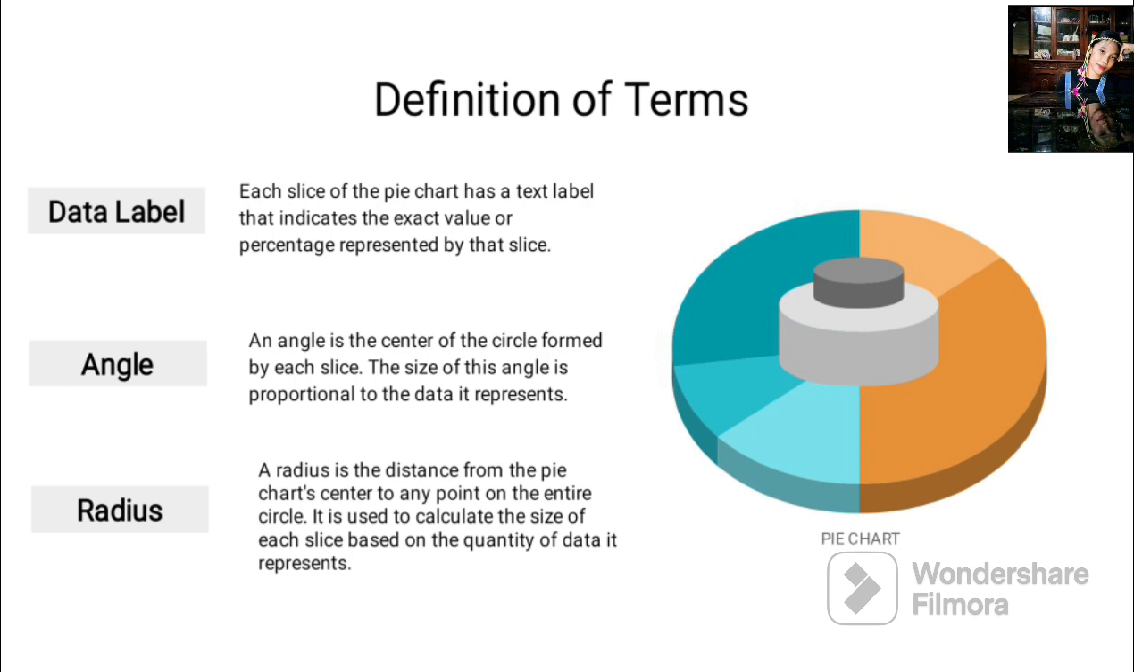An angle is the center of the circle formed by each slice. The size of this angle is proportional to the data it represents. And lastly is radius. So a radius is a distance from the pie chart center to any point on the entire circle. It is used to calculate the size of each slice based on the quantity of data it represents.